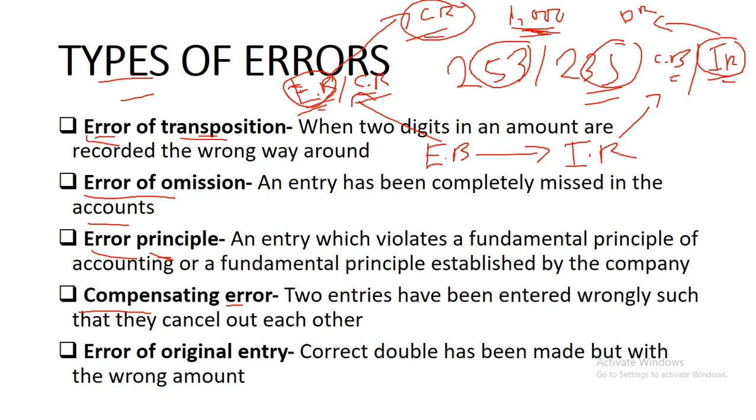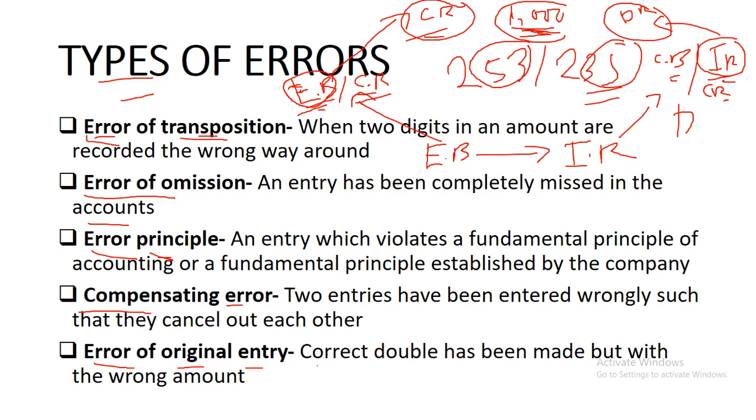Instead of crediting the interest account, we debit it with 1,000. And then when we're preparing the trial balance, these two entries are going to cancel out each other and we won't be able to recognize the error. So that's what a compensating error is, when two entries have been entered wrongly such that they cancel out each other.